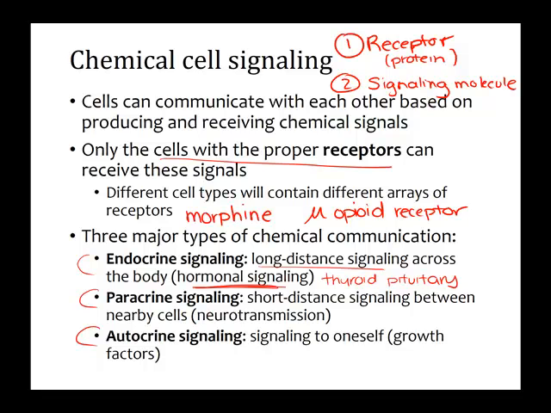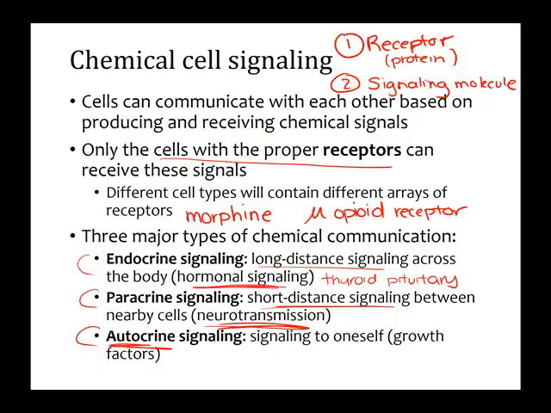With paracrine signaling, on the other hand, this is a more short distance. This tends to happen between nearby cells, and this is what happens with your neurons actually, in the process known as neurotransmission. So your neurons communicate using paracrine signaling, and paracrine signaling is usually across very, very short distances. So we're talking micrometers in length sometimes.